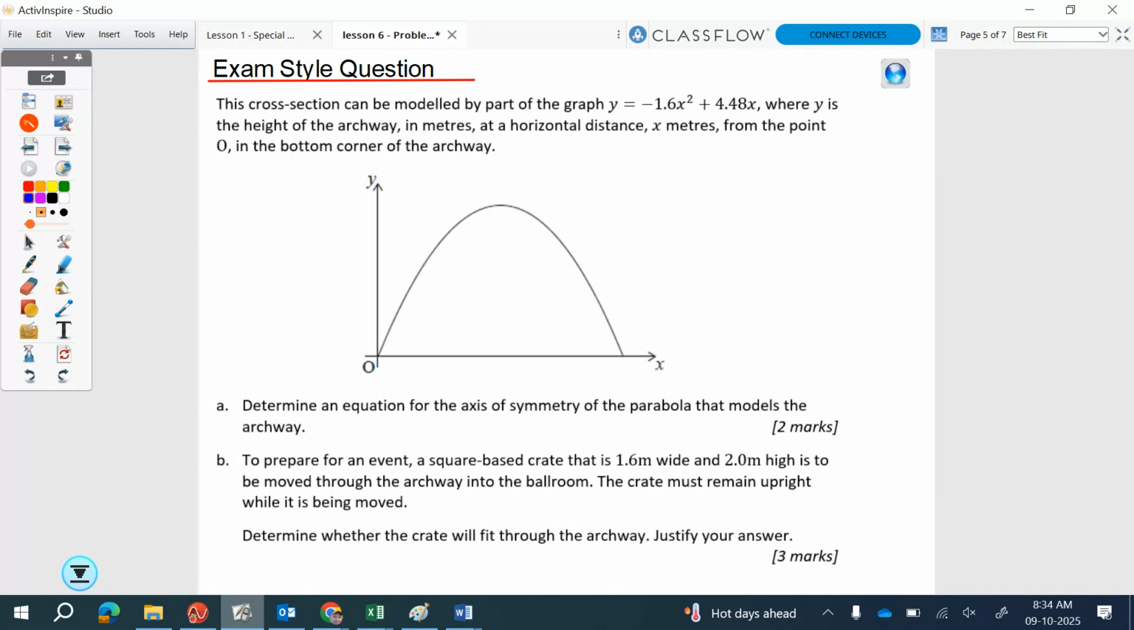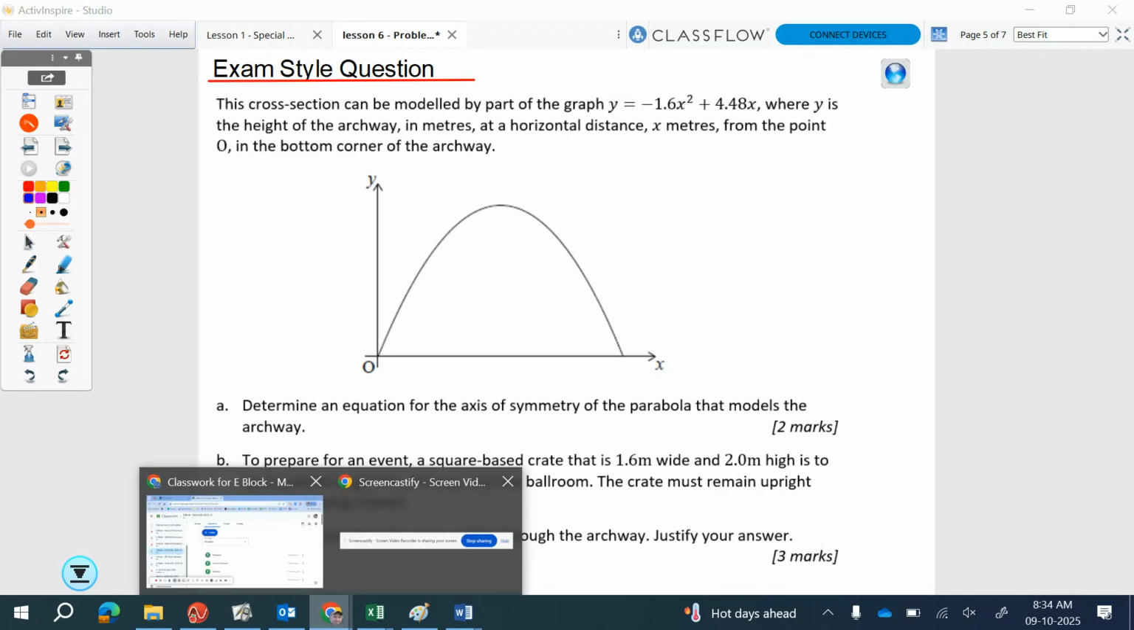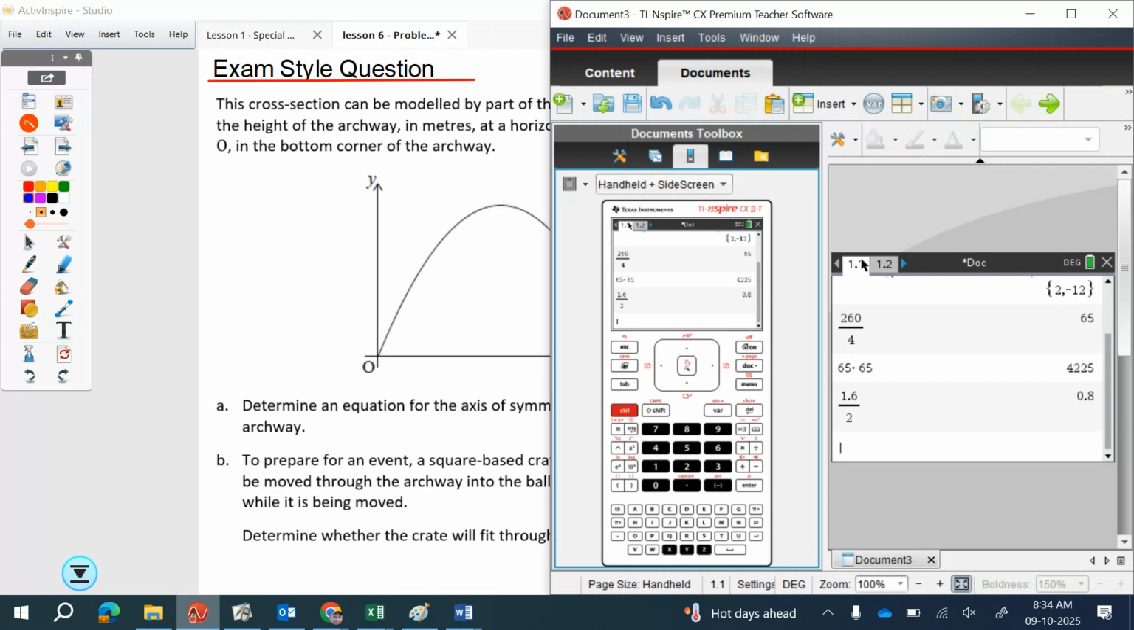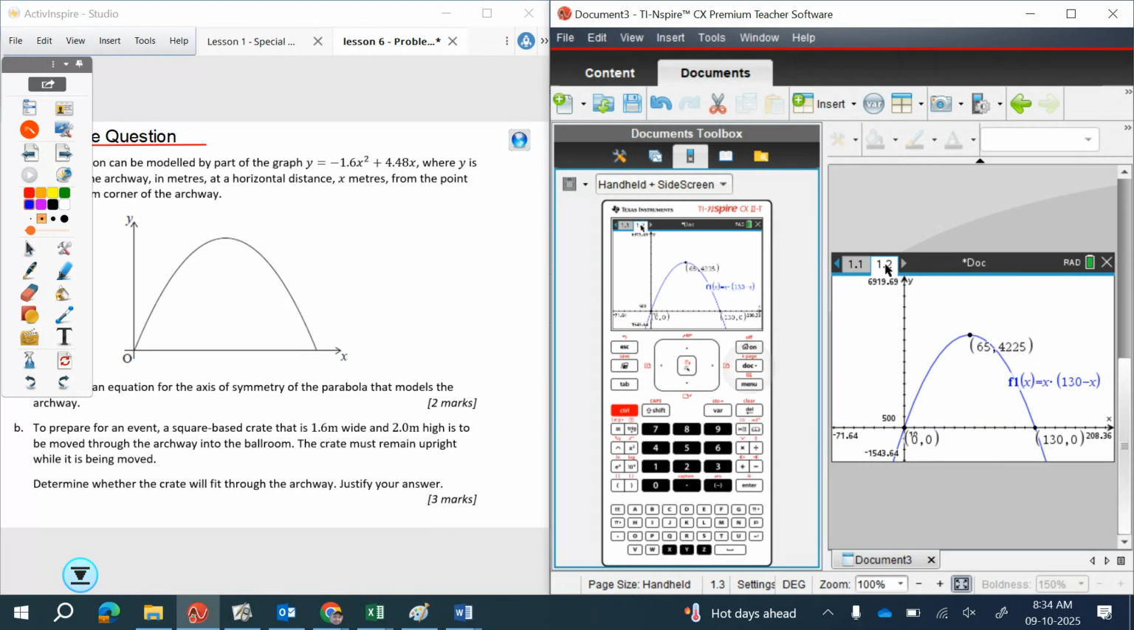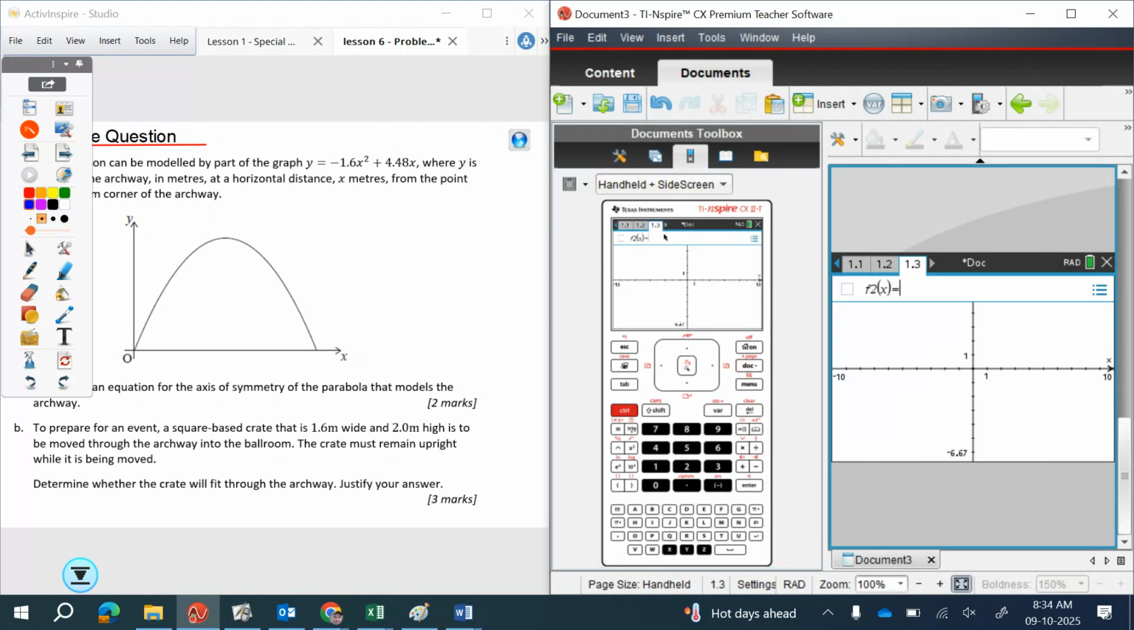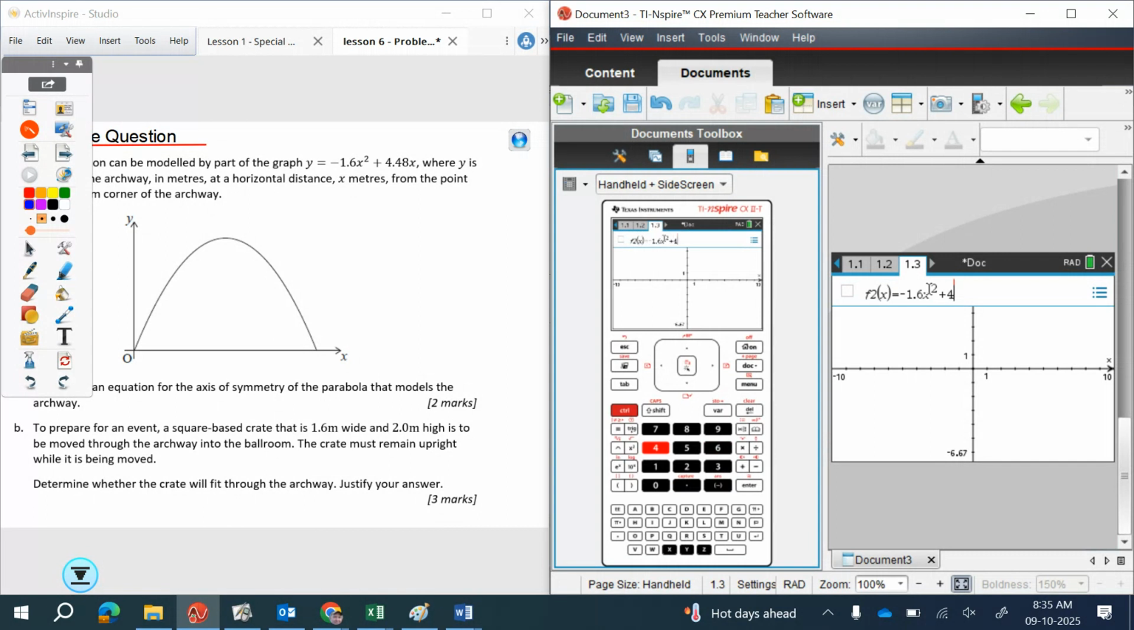So there's two good ways that we can choose to do this. I'll show both. One of the easiest ways is we're going to graph this. So let's pull up the graphing calculator. I'm just going to add another graph page. And I can type in my function, minus 1.6 x squared plus 4.48x. And we can see the shape there. Alright, so this is a nice size for us.